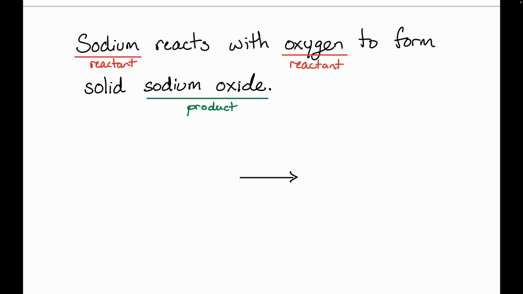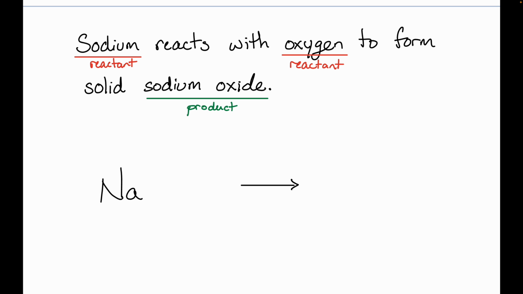So I need the symbol for sodium and oxygen on my reactant side and the symbol for the sodium oxide on my product side. Did I say that right? Symbol for sodium and oxygen on the reactant side, sodium oxide on the product side. Okay. What's our chemical symbol for sodium? Na.